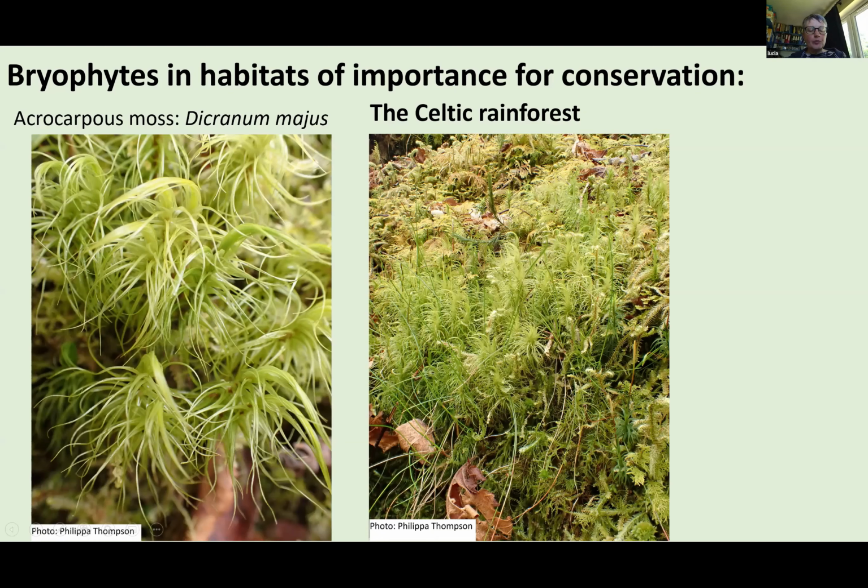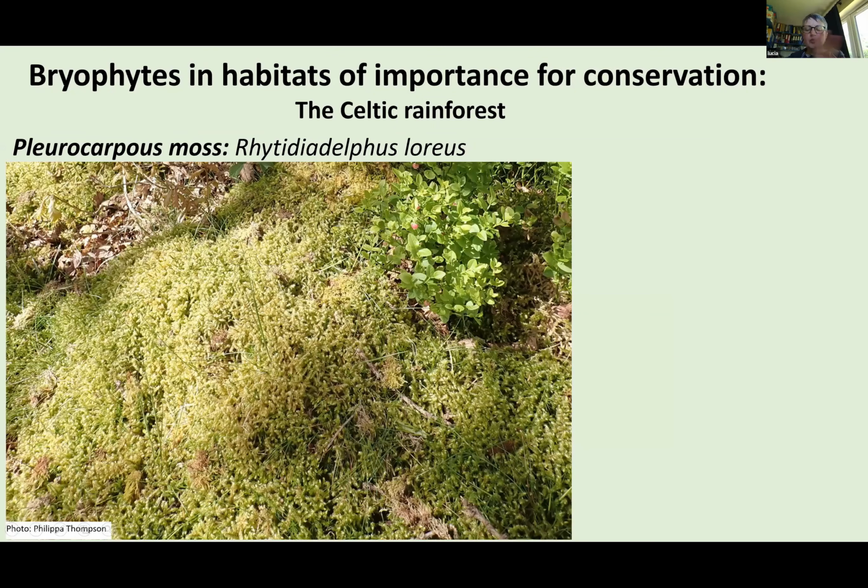One very common pleurocarpous moss that you'll get on the floor, and it will carpet the floor of an oceanic woodland, is Rhytidiadelphus loreus. Now, we were talking about Rhytidiadelphus squarrosus in your lawn, so the red stem and the starry appearance of the leaves.